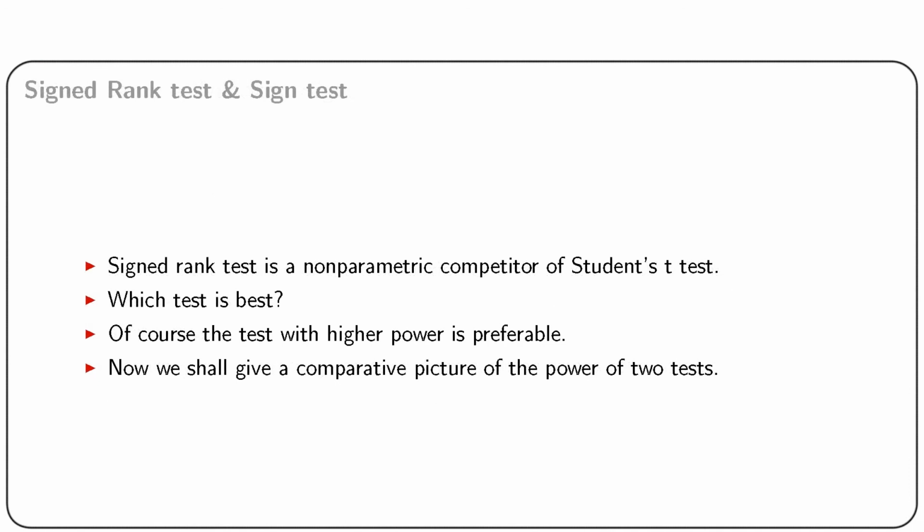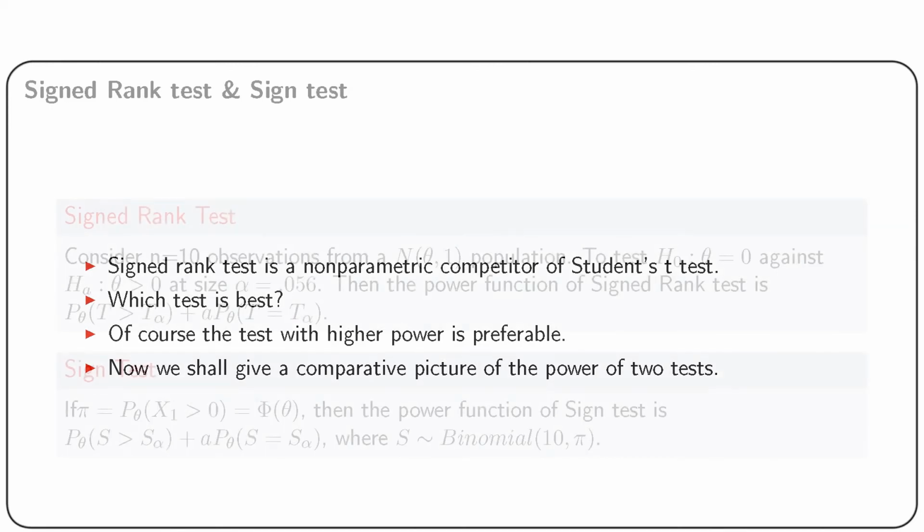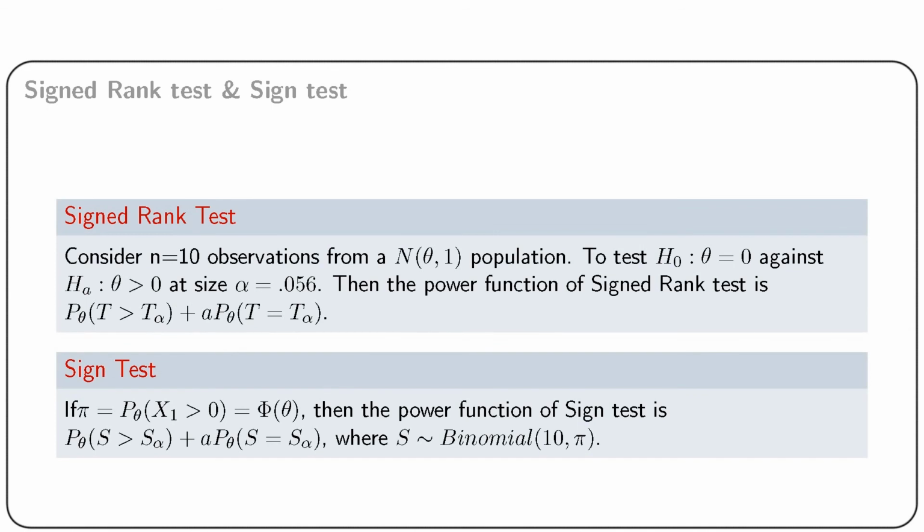We have already mentioned that the sign rank test and the sign test are both competitors of the t-test. Then the question is natural: which test is best? Of course, the test with higher power is preferable. Now, we shall give a comparative picture of the power of the two tests. Suppose 10 observations are taken from a normal distribution with mean theta and variance unity to test theta equal to 0 against theta greater than 0 at size 0.056. Then the power function of the sign rank test can be expressed.